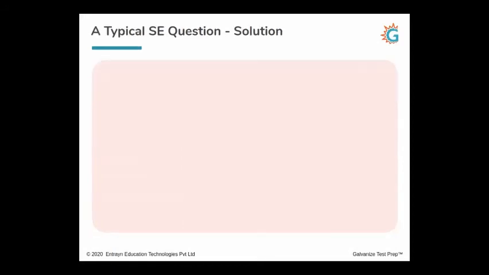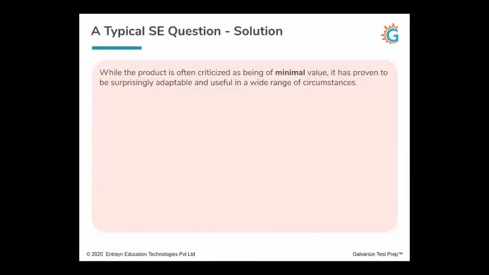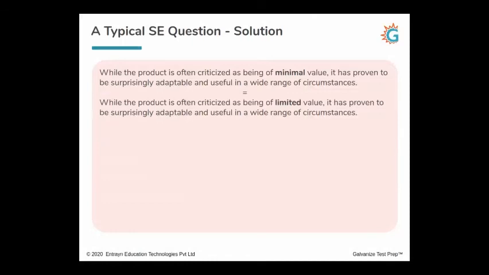Now let's look at it. While the product is often criticized as being of minimal value, it has proven to be surprisingly adaptable and useful in a wide range of circumstances. So people thought it has very little value, something like that, but it has proven adaptable and useful in a wide range of circumstances. This is almost equivalent to, while the product is often criticized as being of limited value, it has proven to be surprisingly adaptable and useful in a wide range of circumstances.